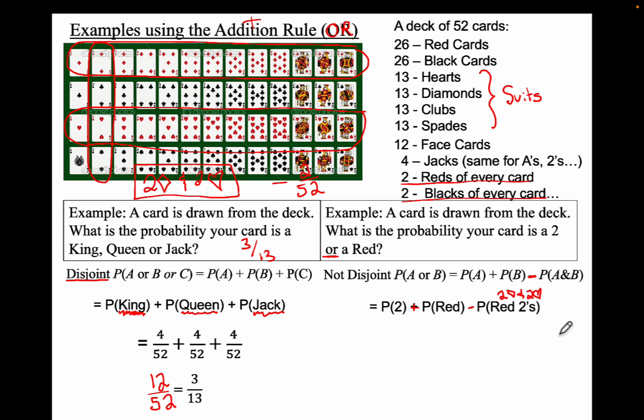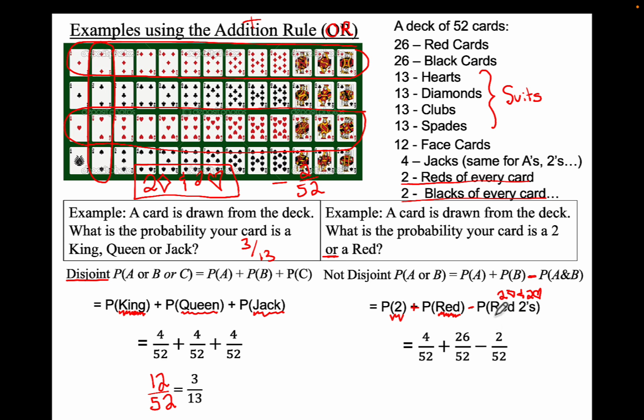All right, each one of these is going to get its own fraction. Probability of a 2, there are 4 2s. So this one right here gets the 4 out of 52. Plus sign, probability of red, there are 26 reds. So the numerator is 26 out of 52.